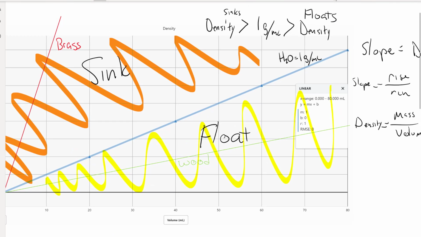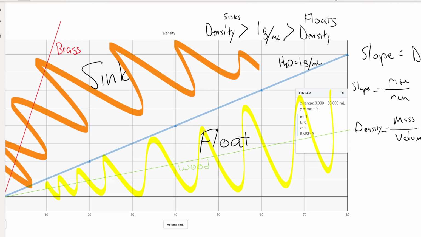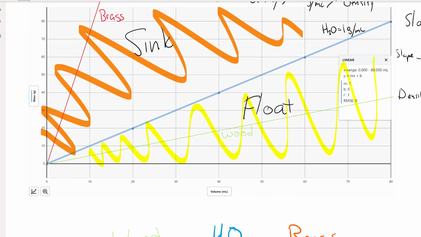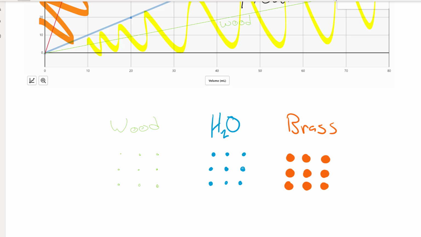So let's do a quick review. Water has a density of 1 gram per cubic centimeter, or 1 gram per milliliter, since cubic centimeters are the same thing as milliliters. Things that have a greater density, aka a higher slope in this case on this mass versus volume graph, would sink. If it is below, in other words a lower slope, that means a lower density, and it would float. And again, we've already diagrammed this out, but just to connect those two ideas together, wood, represented here, is a lower density than the water, and the brass has a higher density than water.